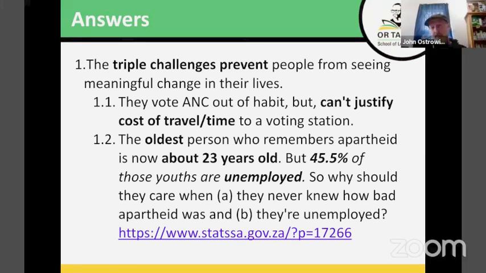The oldest person who remembers apartheid is now about 23. And 45% of that age group are unemployed. So now, why should those people care to vote for us if A, they never knew how bad apartheid was, and B, they're unemployed, right? So you think about a person in that age group who never saw apartheid, never saw the horrors of it. And we now expect them to come to a voting booth and vote for us. Why? We've given them nothing as far as they're concerned. So it doesn't surprise me that the youth don't show up and don't vote.